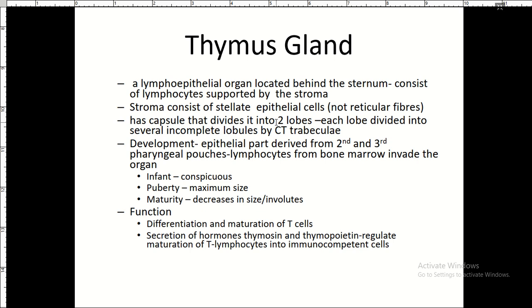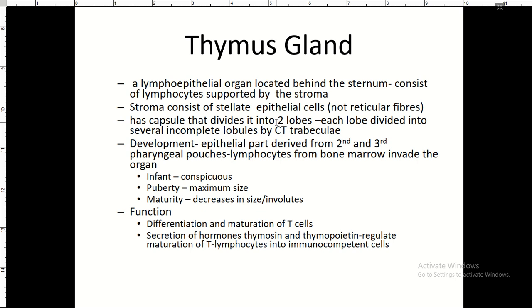In infancy, it is conspicuous. At puberty, it reaches its maximum size. But as you continue to grow, it decreases in size, it involutes and is replaced by adipose tissue.